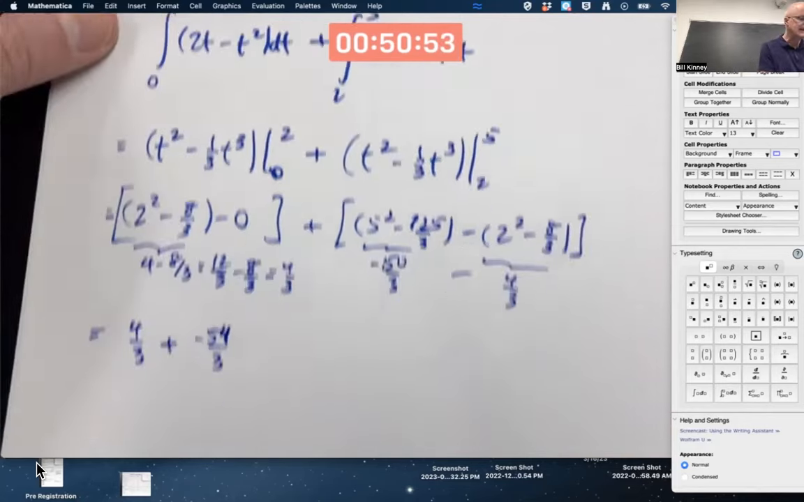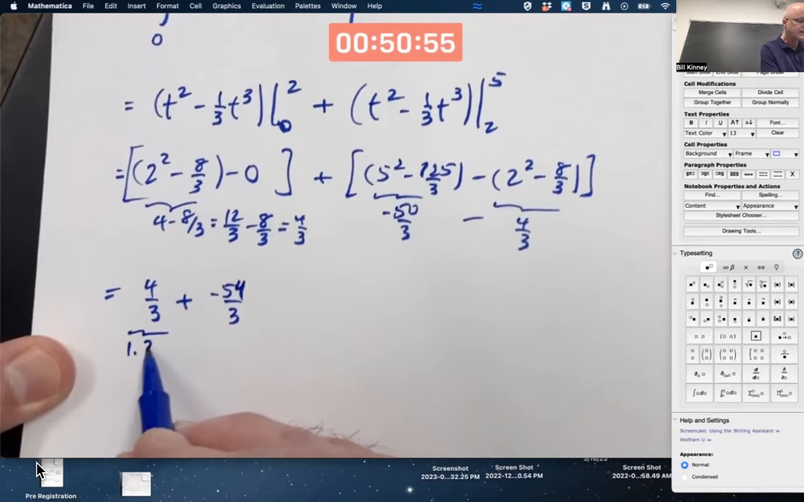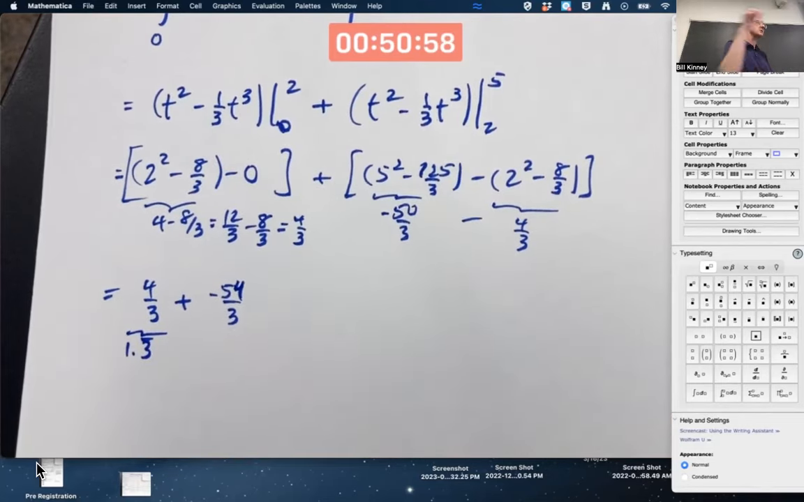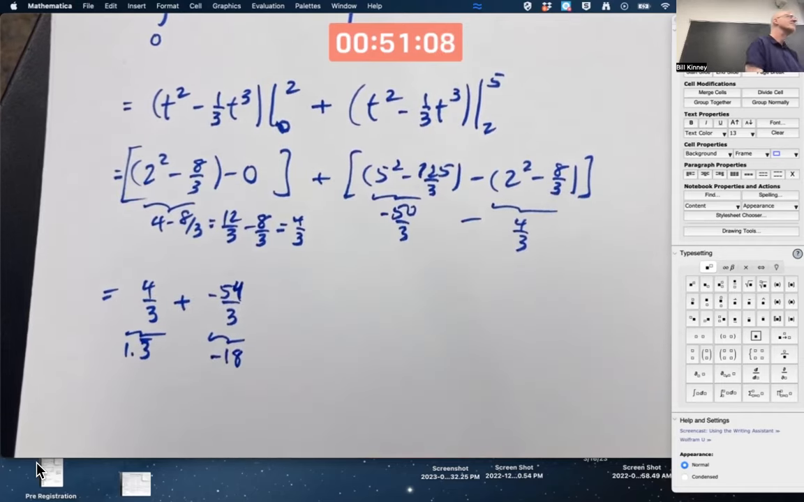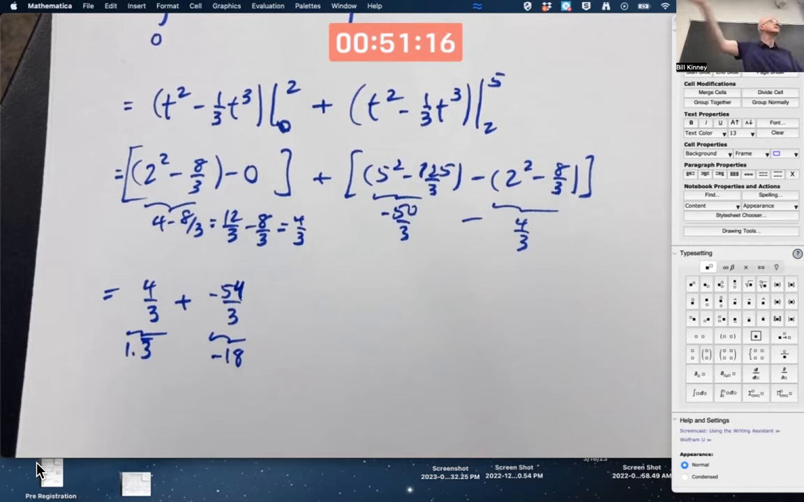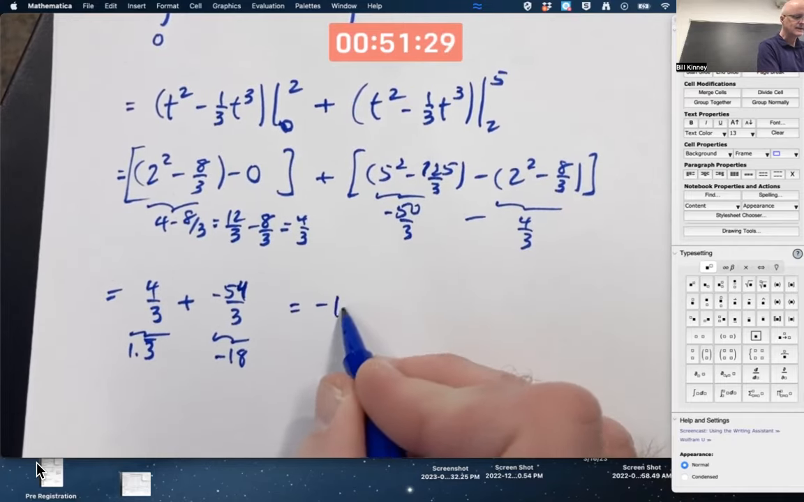But what this is telling me is the bug travels 1.3 repeating units to the right first before it turns around and travels to the left by negative 54 over 3, which is what? Negative 18. It goes to the right by 1.3 units first before going to the left by 18 units. The net result is to go to the left by 16.7 units. When you combine these, you get negative 16.6 repeating.